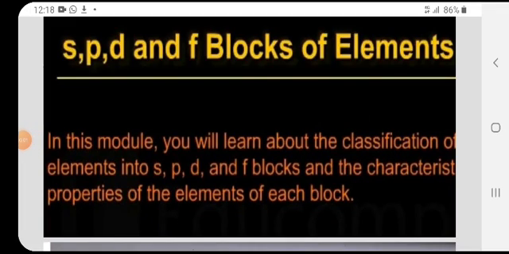Good morning, everybody. Today's topic is S, P, D and F block elements of Chapter 3, Classification of Elements and Periodicity in Properties. In this module, you will learn about the classification of elements into S, P, D and F blocks and the characteristic properties of elements of each block.